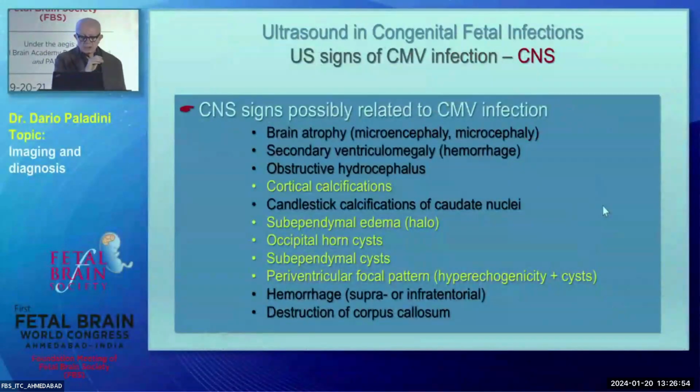And then we go to the cerebral signs. And in that case, you see you have a wide range of possible abnormalities. Most of that are related to the fact that the CMV is killing the neurons, because it's got to the neural stem cells, as I showed you before. So the neuronal population is very, very small, because it's killing all the neural cells.